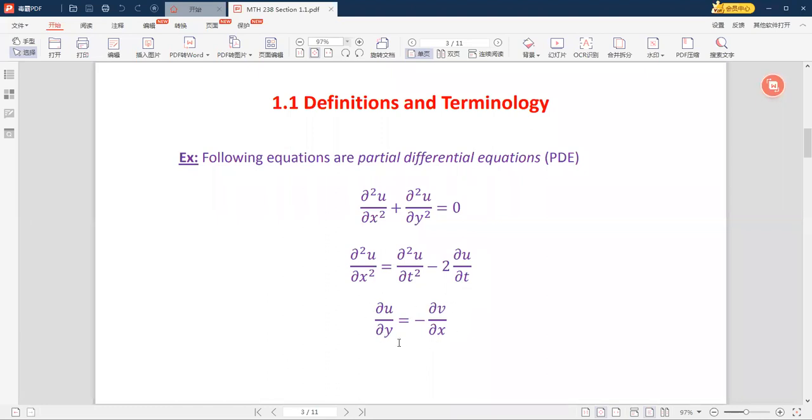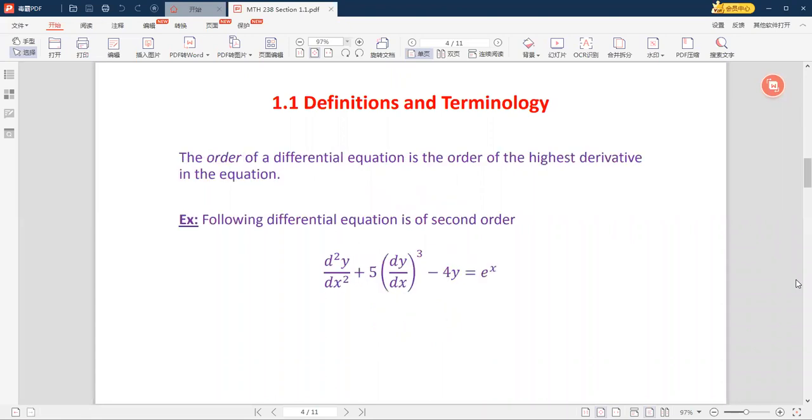First order, we have only first partial derivatives. All right. So you can see, in partial differential equations, you have more than one independent variable. It can be x or y or t, whatever you call it. So that's the difference. Any questions at this point about the definitions? This is pretty straightforward, I think.